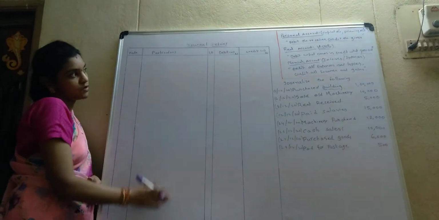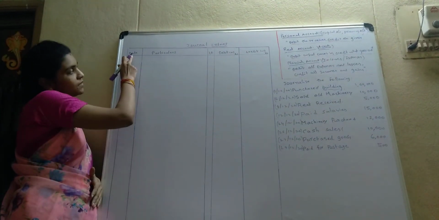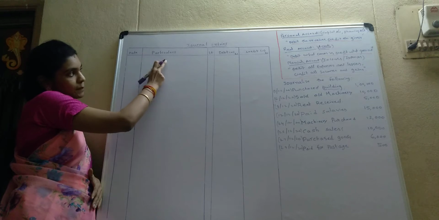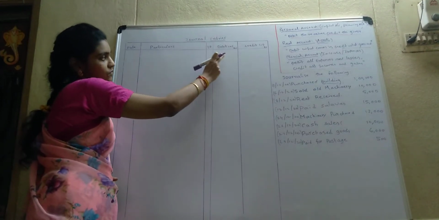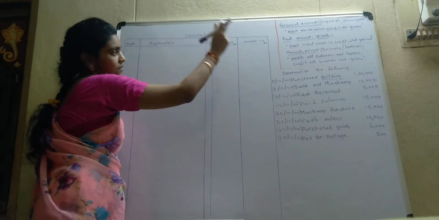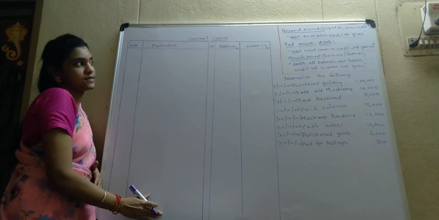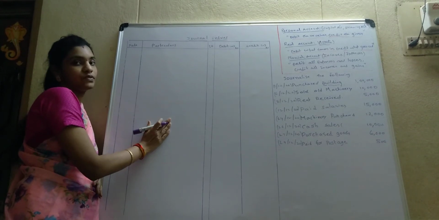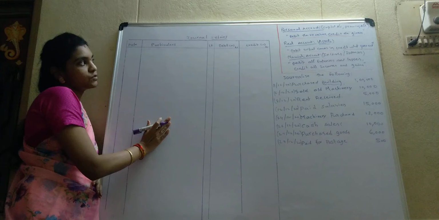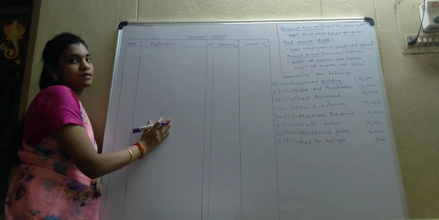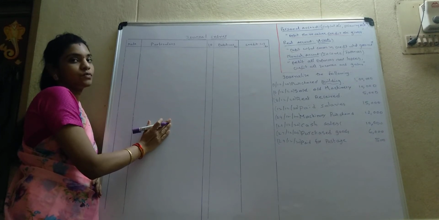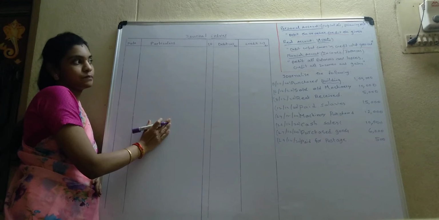This is the proforma of journal entry. What are there in the proforma? Date, particulars, LF, debit and credit. We have to draw it like this. This is called the proforma of journal entries. We have to compulsorily draw this because the proforma also carries marks in the exam.